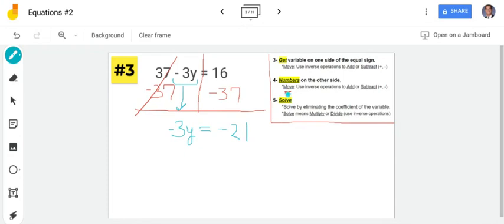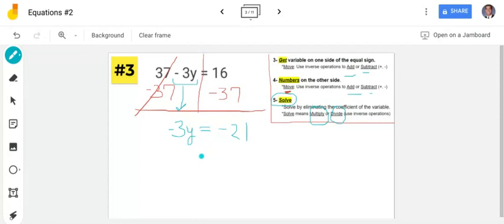So now I'm on my fifth and final step, which is to solve. I have my variable on the left, my numbers on the right. Now I need to solve for y. So if move means add or subtract, solve means multiply or divide, whatever inverse operation is needed. Now again, like we saw in the previous problem, what does negative 3y mean? Well, it means negative 3 times y, right? A number written right next to a variable is multiplication. How do you undo multiplication? Division. So what are you going to divide both sides by?